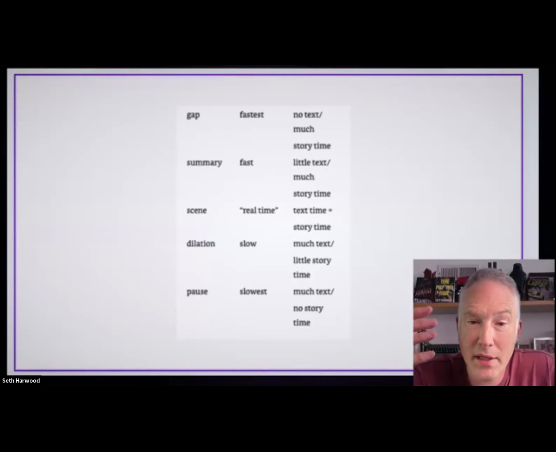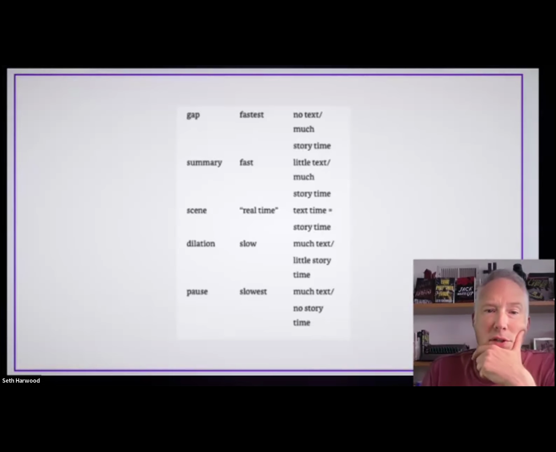One of the things that I tell my clients and students a lot is that for me, as a reader, to care about a character, I need to be able to see that character and see that character doing things. So when I see things in real time, in scene, that's when I start to care about the character and get invested in the story. So, summary, let's just go over these. Scene time is when text time is the same as story time.